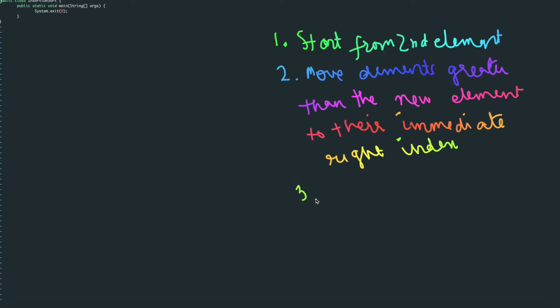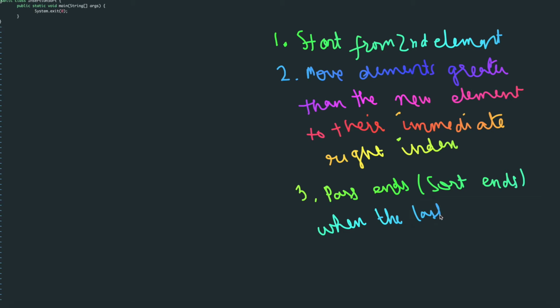Third thing which we need to keep in mind is when the passes end. The pass would end when we have inserted the very last element of the array at its correct position. So the sort ends when the last array element is inserted correctly.